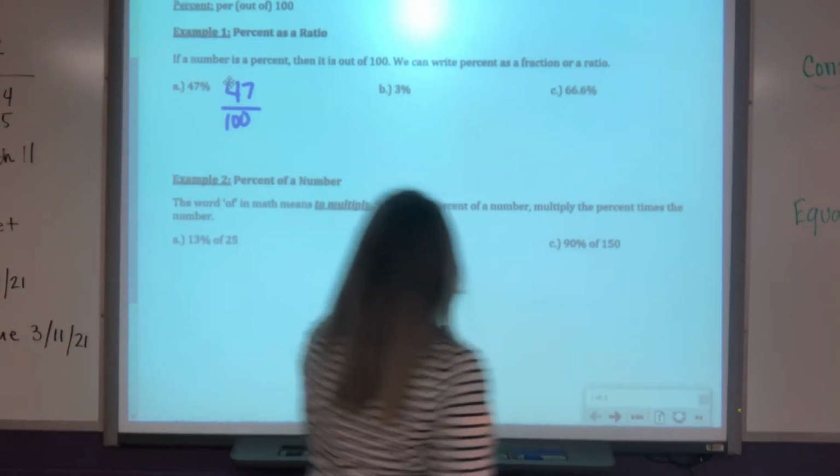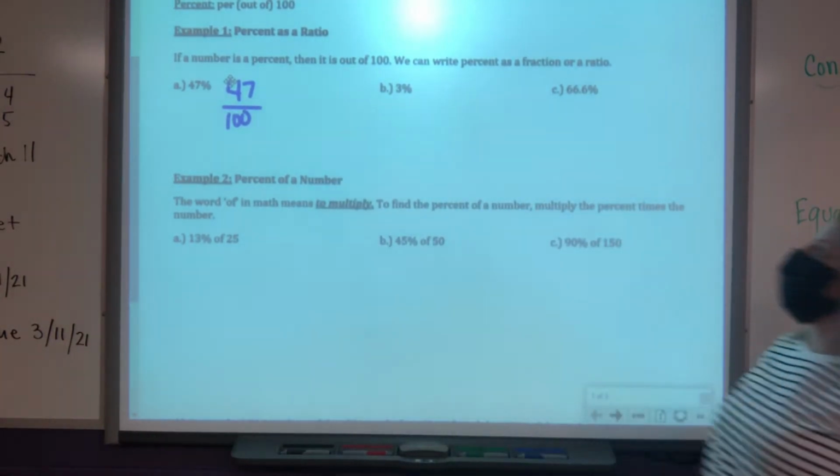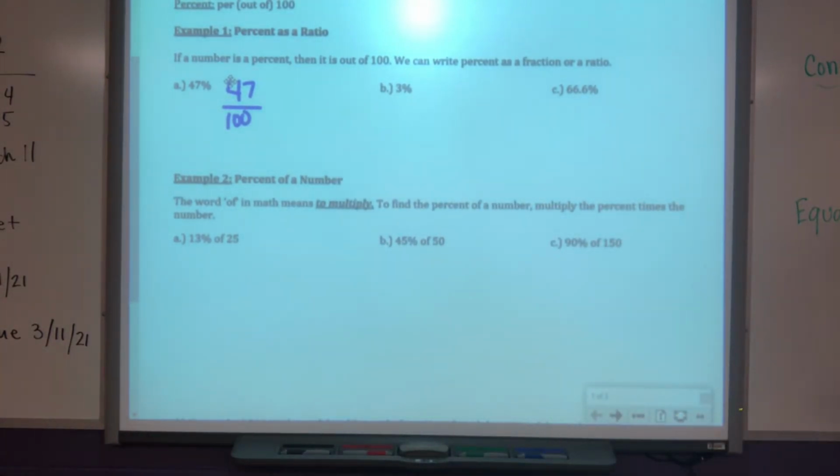Okay, so like we said, if a number is a percent, then it's out of 100. We can write the percent as a fraction or a ratio. 47% is 47 over 100. We know that every percent means out of 100. Okay? So it doesn't matter if it's under 1 or over 100, it's still going to be over 100.